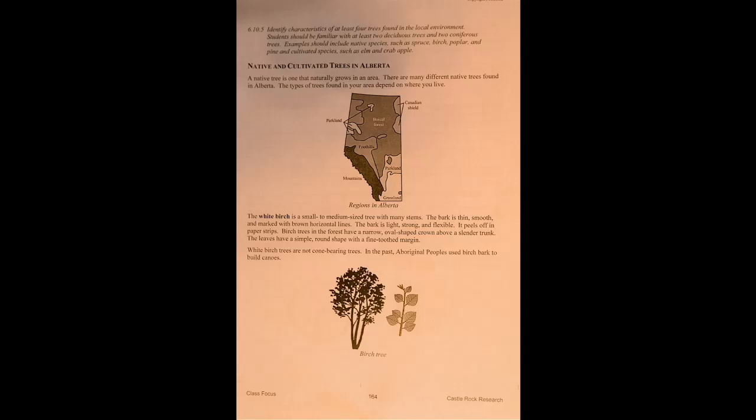And there are the geographic regions of Alberta: the Canadian Shield, the Parkland, the Boreal Forest, the foothills, the grasslands, and the mountains. It's from your grade 4 social studies.